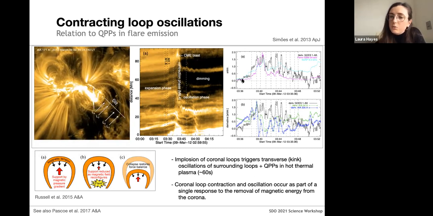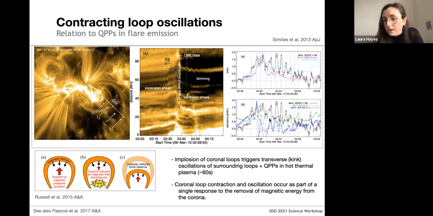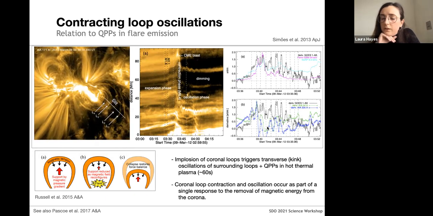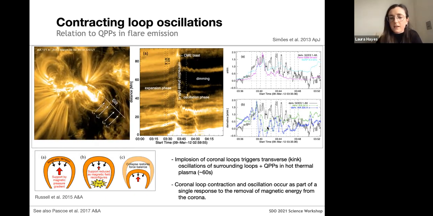But what's interesting as well is if you look at the hot channels, both with GOES and if we look at 131 in AIA, you're seeing these quasi-periodic pulsations of around 60 seconds. So this is interesting, there is an awful lot of oscillations going on within this flaring loop or this flaring structure, and perhaps these are connected.